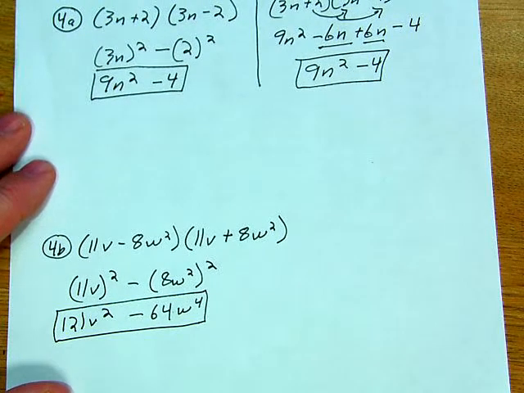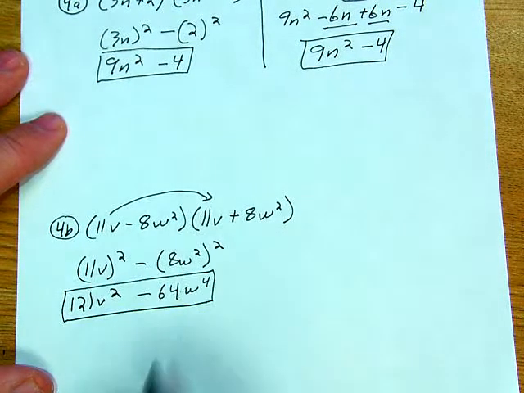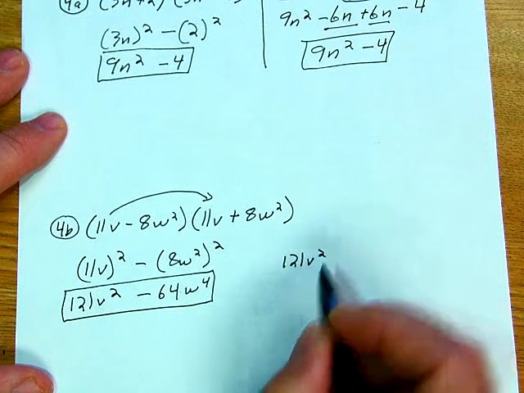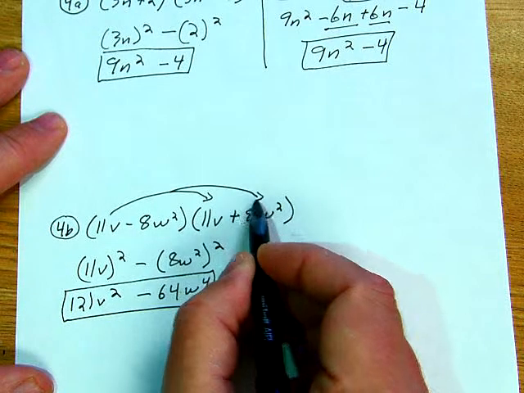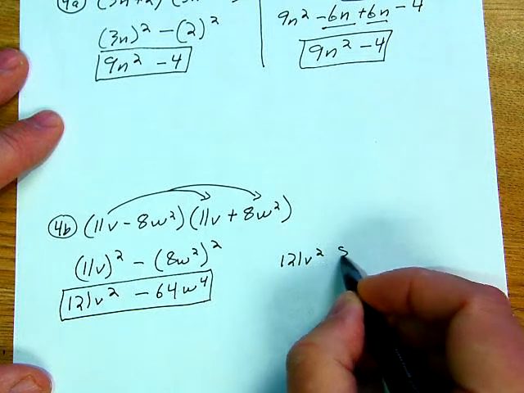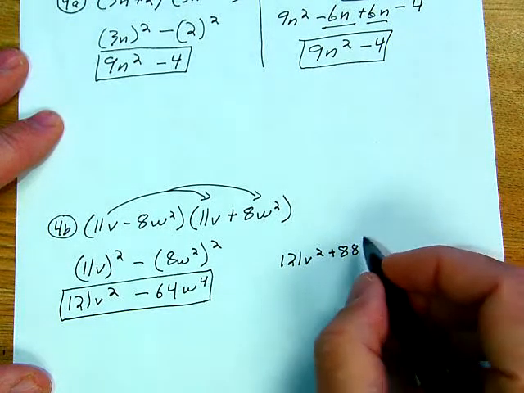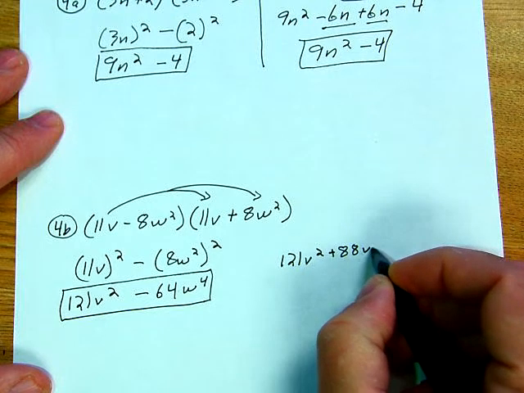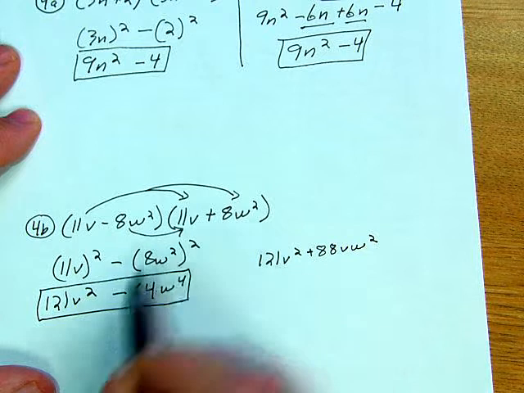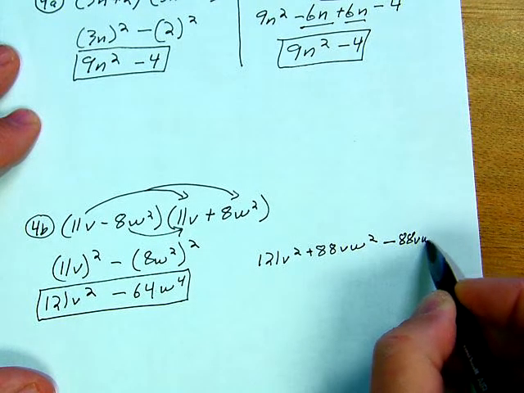Okay? If we want to, we could check this one also. Let's do our arrows. 11v times 11v gives me 121v squared. 11v times 8w gives me 88vw squared. And then on the bottom arrow here, I get minus 88vw squared.